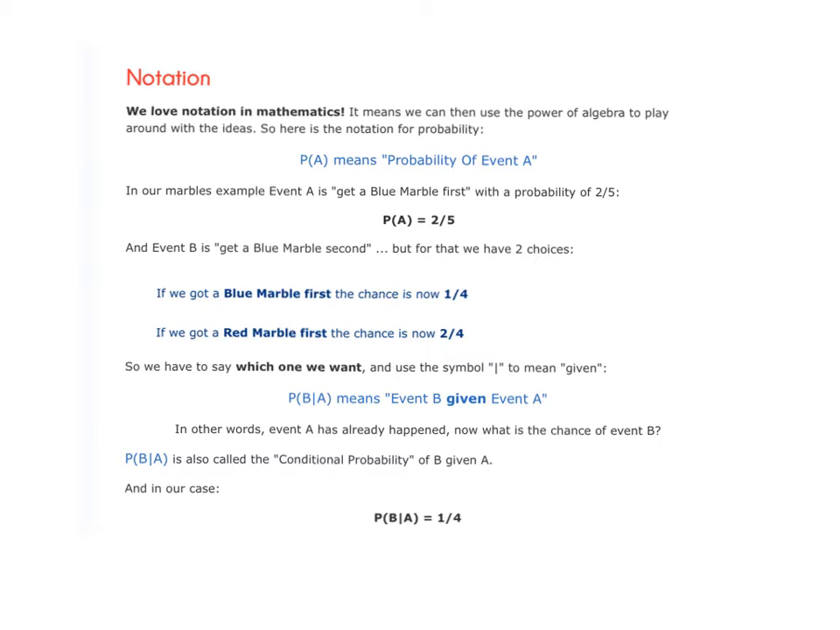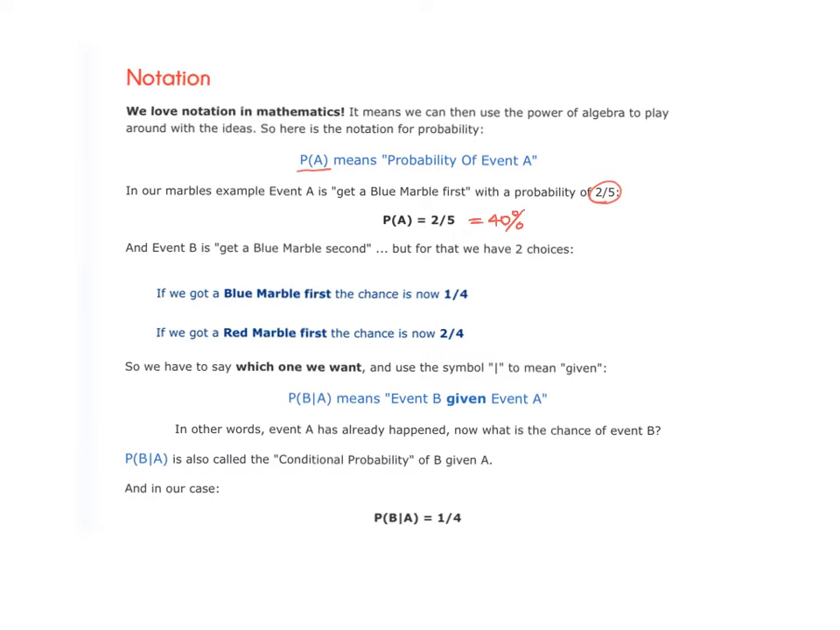P of A means probability of event A. That's how we denote it. And in our marble example, event A is to get a blue marble first with a probability of 2/5. So P of A equals 40%. There's a 40% chance, 2 out of 5 chances that you're going to get a blue marble out of a bag of 5.